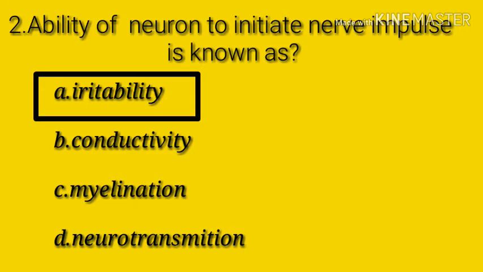Each and every neuron has two major functional properties, that are irritability and conductivity. Let's see the conductibility. It is the ability to transmit impulse to other nerve, muscle or gland. So the ability to initiate impulse is known as irritability. Conductibility is the ability to conduct or transmit one impulse to another nerve, gland or muscle.